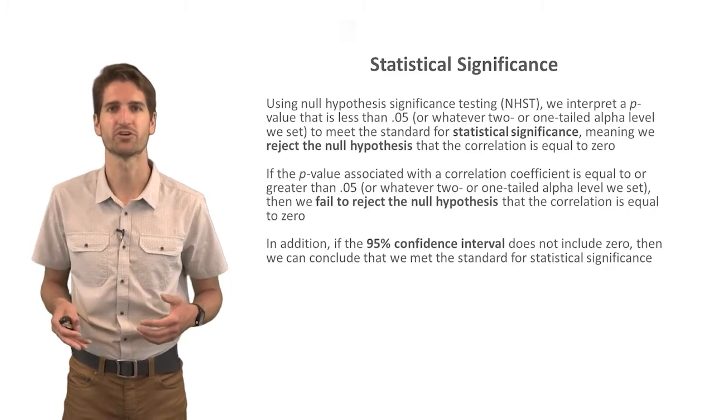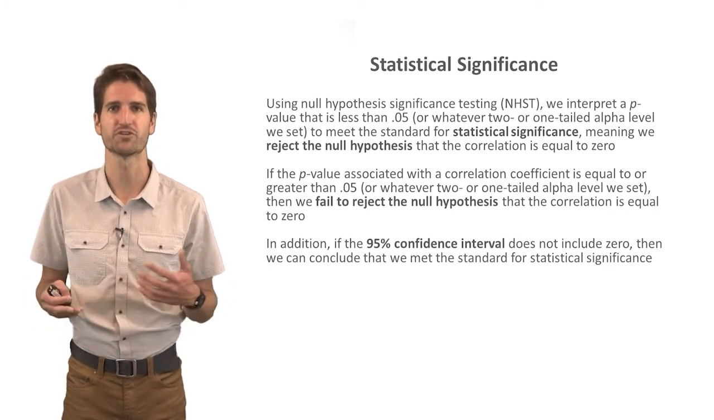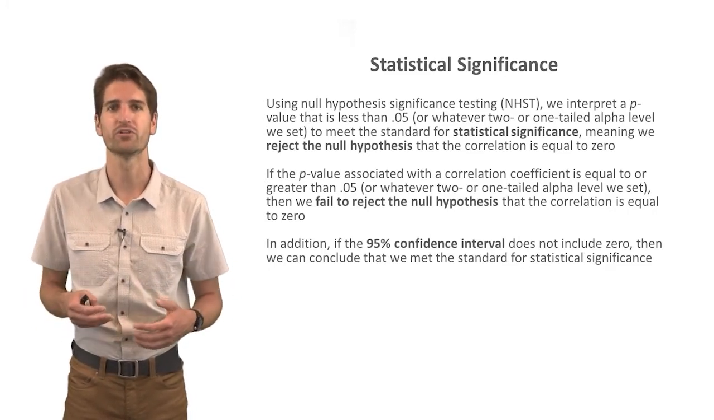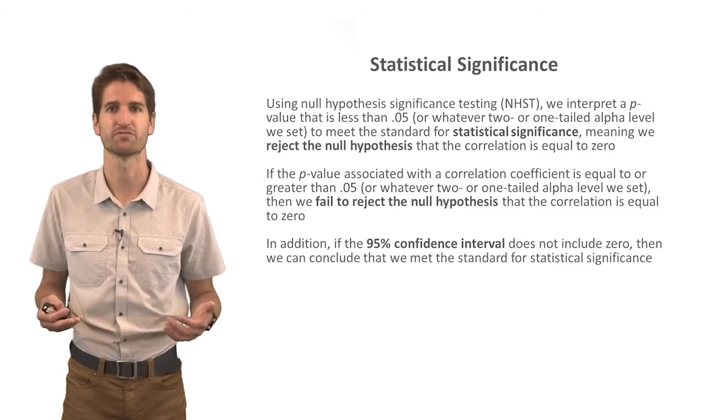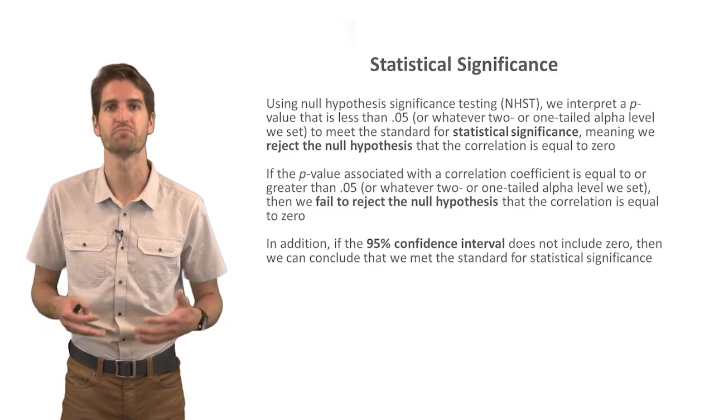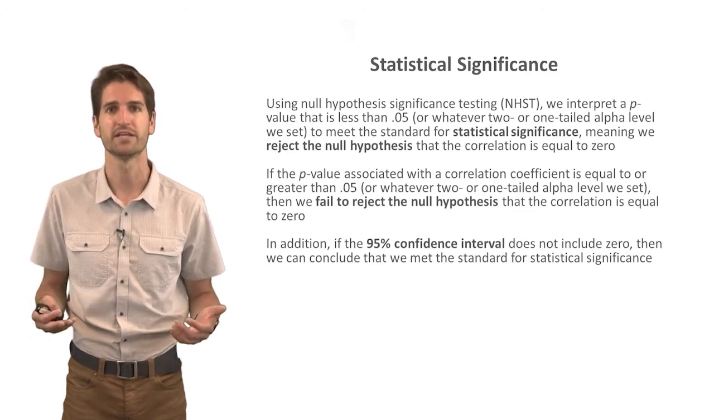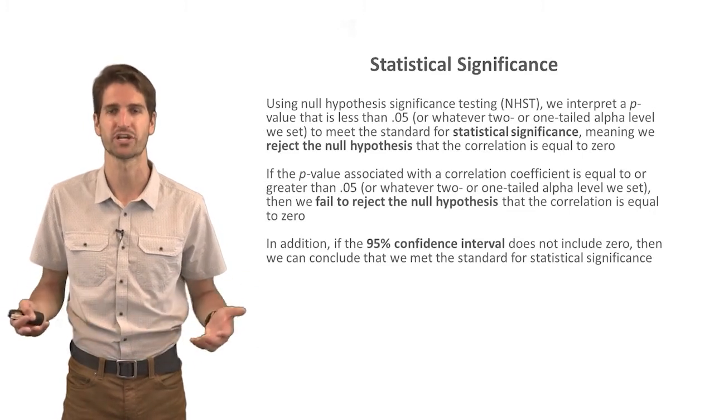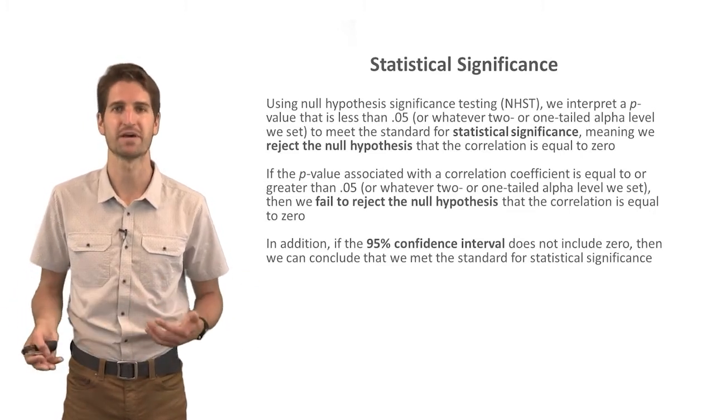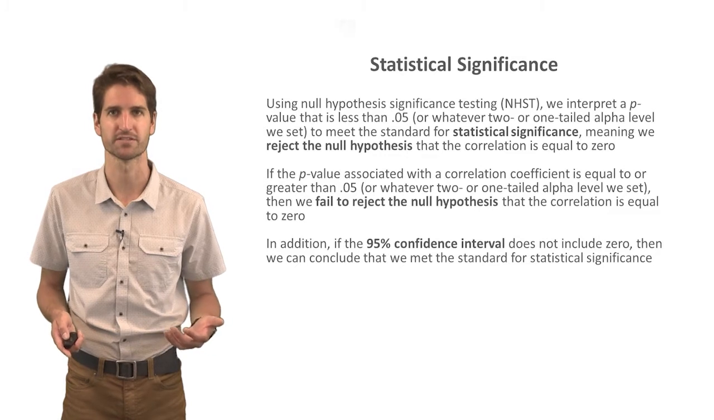Now, in addition, we can look at the confidence interval, and specifically if we're interested in an alpha of 0.05, we'd look at the 95% confidence interval, and if that does not include 0, then we can conclude that we meet the standard for statistical significance. If it does include 0, then it would be the same thing as saying we failed to reject the null hypothesis, and we have not met that standard for statistical significance.